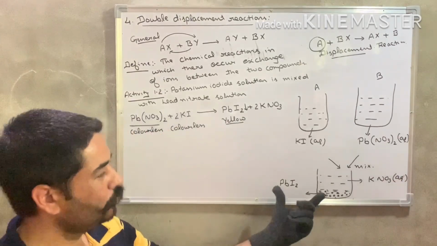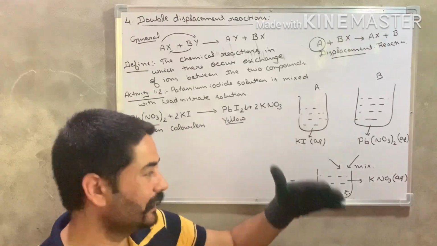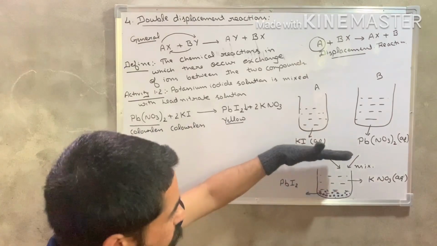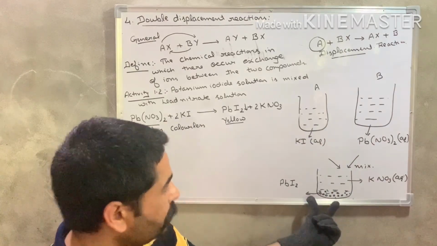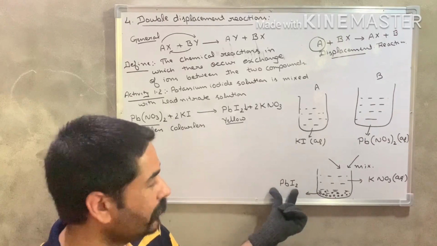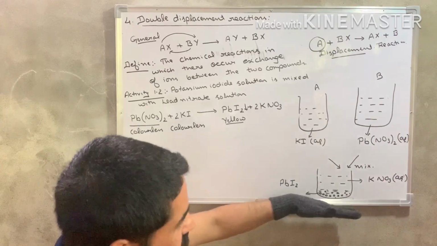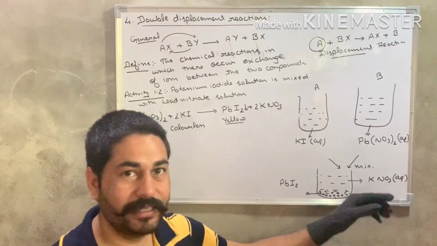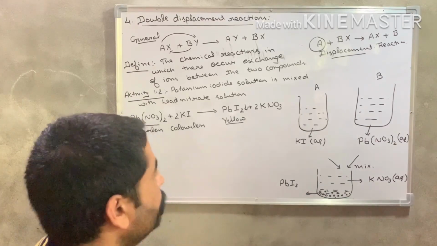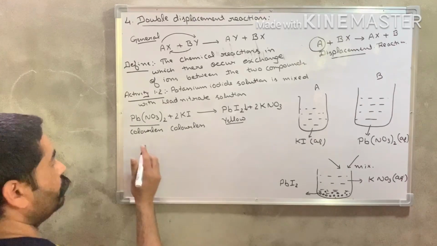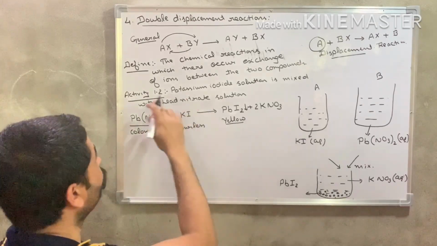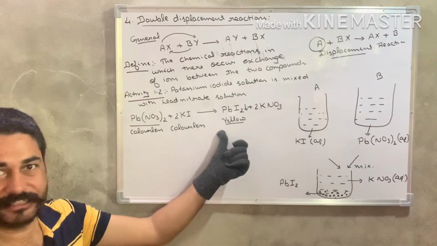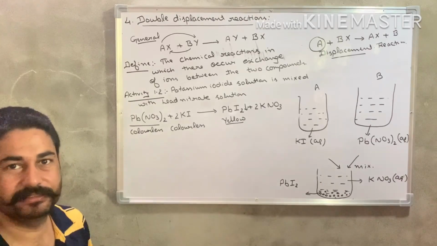So if you keep this mixture for some time, you will see a transparent, colorless solution at the top of the precipitate lead iodide. The yellow lead iodide precipitate will settle at the bottom, and the transparent aqueous potassium nitrate will be above this precipitate. So again, there are the same observations which I told you in example number 1: one is the color change and second is the change in state.